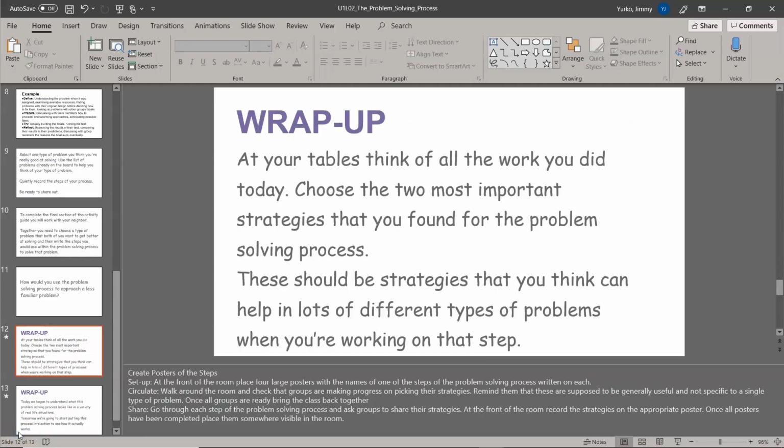To wrap this activity up, you're going to be at your tables with your group, and we're going to look at the work you did today. You're going to choose the two most important strategies you found in the problem-solving process. These should be strategies you think can help in lots of different types of problems when you're working on that step. On your tables, there will be large sheets of paper, and we're going to have you write out your process nice and big on those sheets of paper. We're going to hang those around the room when you're done.